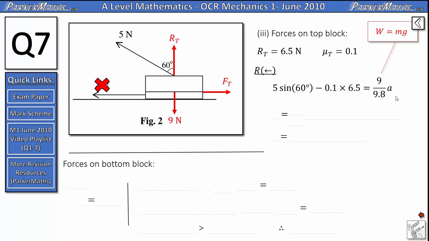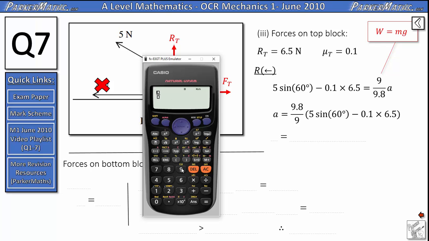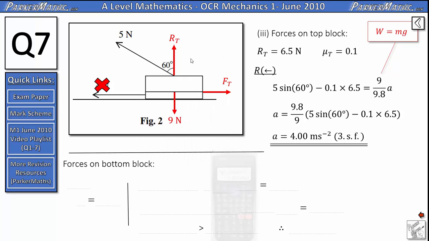All that we need to do now to isolate A is to multiply up by 9.8 and divide through by 9. The whole of the left hand side will be the same, and if we put that into our calculator, we get 4.00 if we round to 3 significant figures. So that's saying that the top block, because of this 5 Newton force, will be accelerating to the left with acceleration 4 meters per second squared. We also need to have a look at the acceleration of this bottom block, and this is the tricky part of the question.